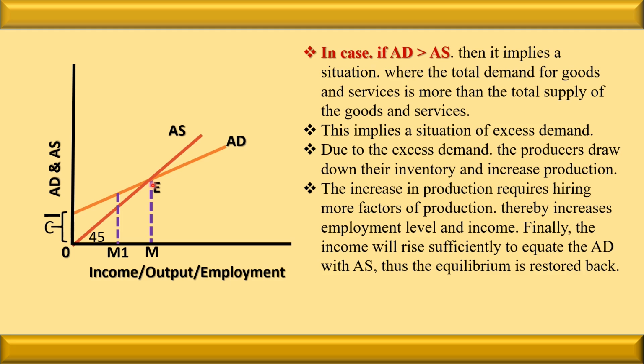I hope the point is clear. I repeat the same thing. When the income is less, the situation is one of excess demand. To counter the problem of excess demand, the producers will start taking the raw material out and hiring factor services. So what will happen when the factor services increase? It means the income in the economy will increase. And finally, the income will reach the level of OM and the equilibrium will be restored. That happens when the aggregate demand is greater than aggregate supply.